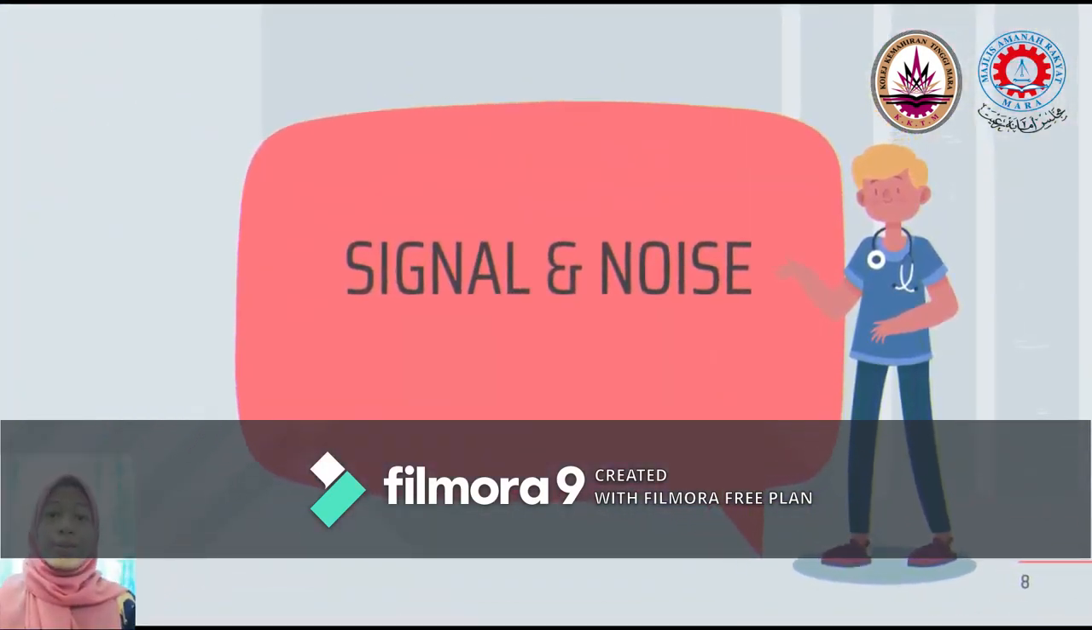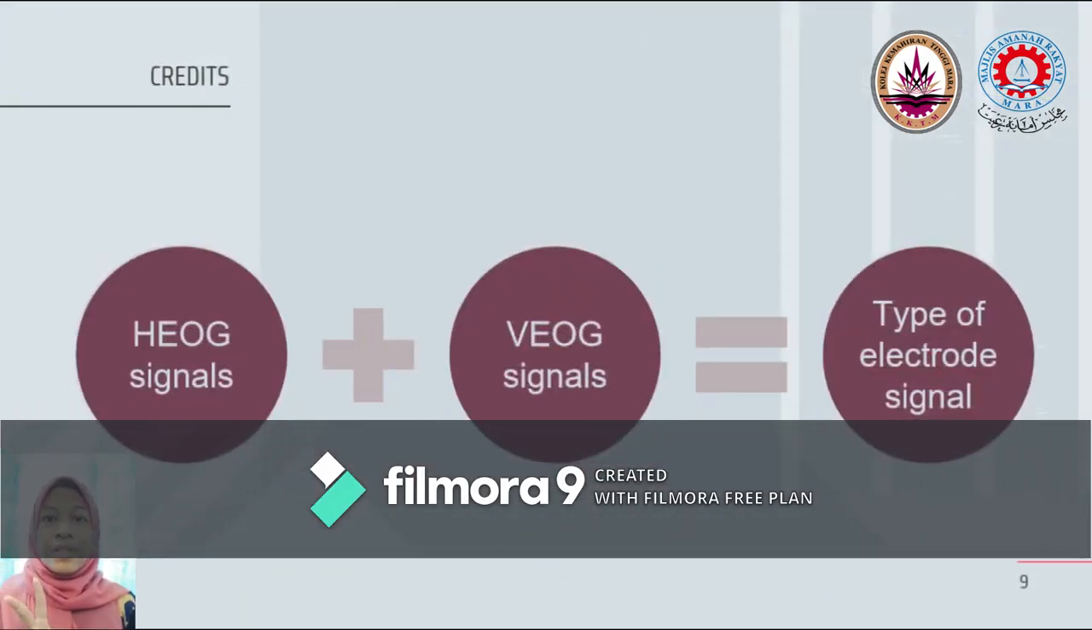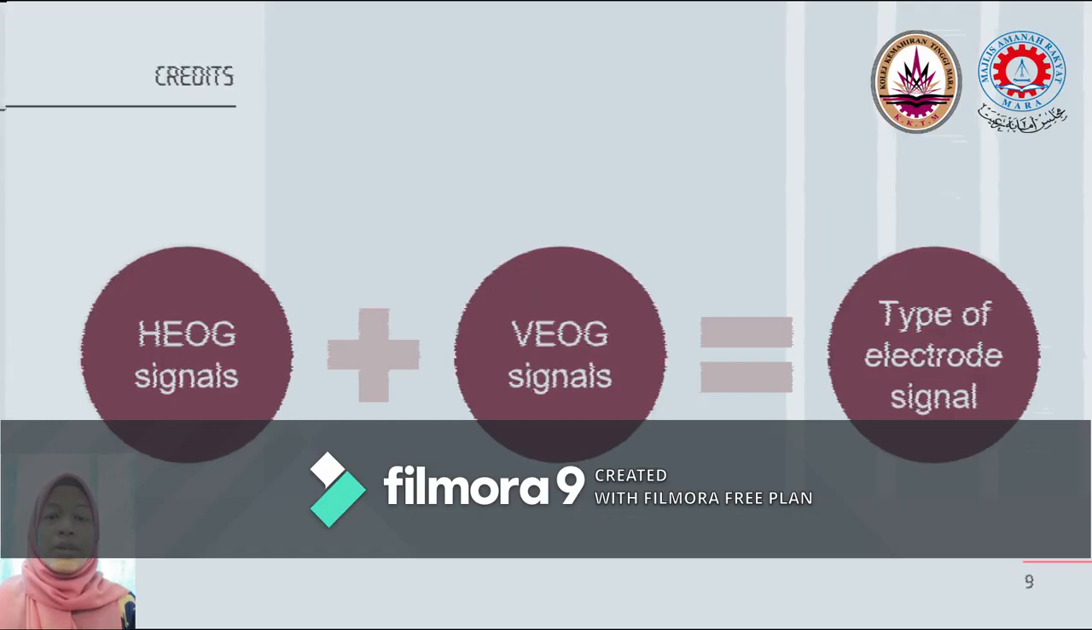Now, we go to the signal and noise. Signal and noise have 2 types of electrode signal. First is EOG signal. Second is VOG signal. What is VOG signal? EOG is the horizontal electrooculogram signal and VOG signal is the vertical electrooculogram signal.